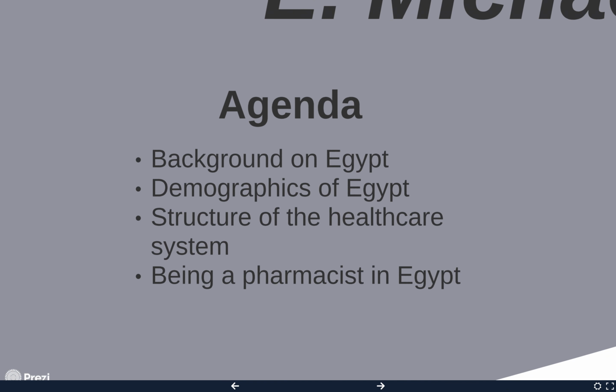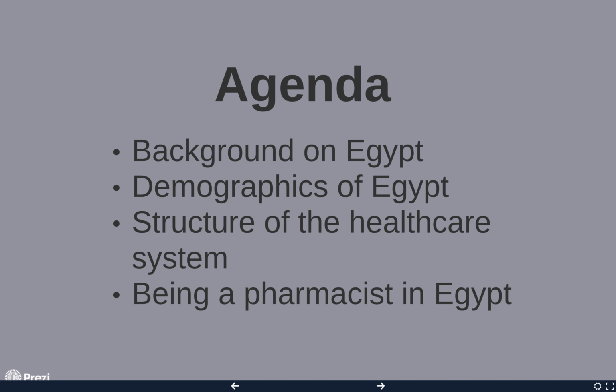We're going to start things off with a background on Egypt and then get into what the common population looks like within Egypt and what some of their most common disease states are in the country. And then we're going to look at some of the structure of the healthcare system and then get into the meat of our presentation on what being a pharmacist in Egypt is all about.